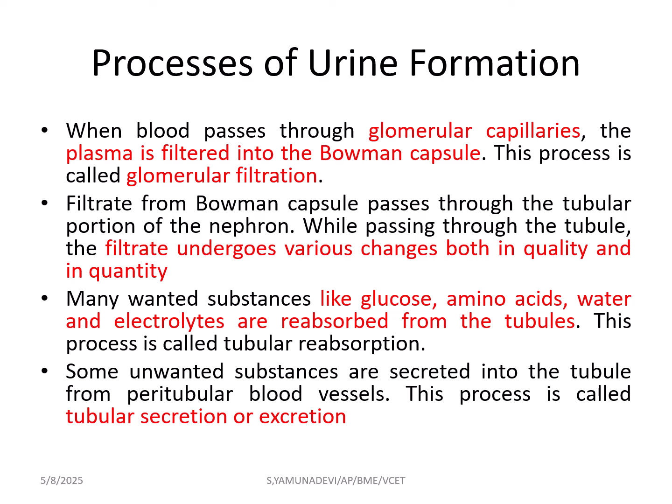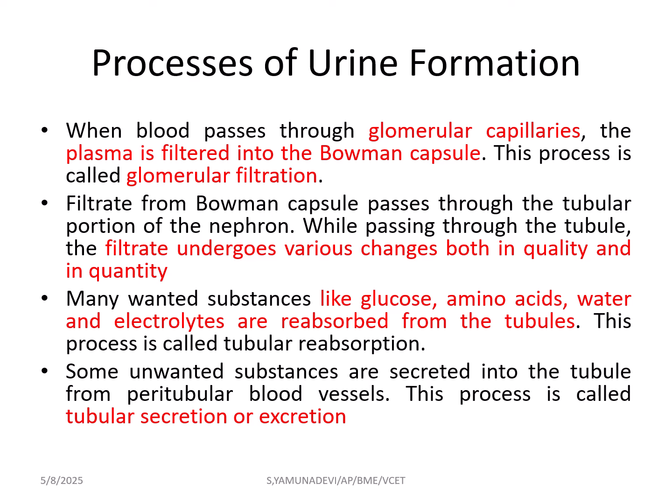Glomerular capillaries, then plasma is filtered into the Bowman capsule. This process is called glomerular filtration. From the Bowman capsule, the filtrate passes through the tubular portions of the nephron. While passing through this tubule, the filtrate undergoes various changes, both in quality and quantity.